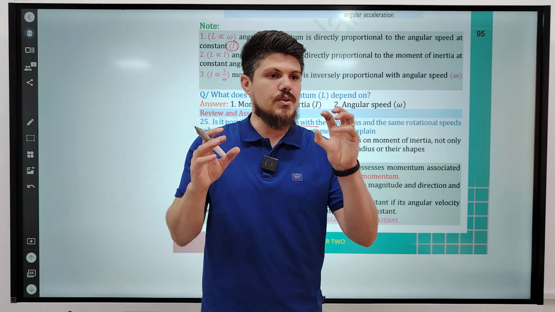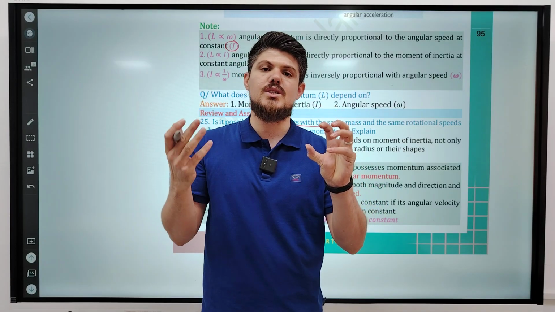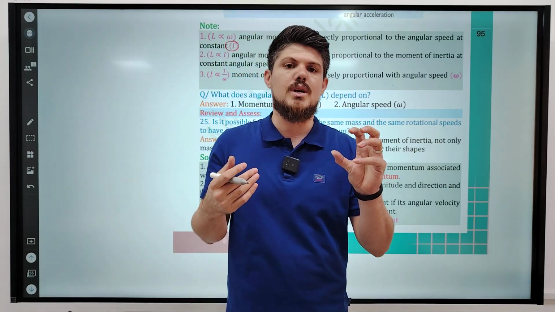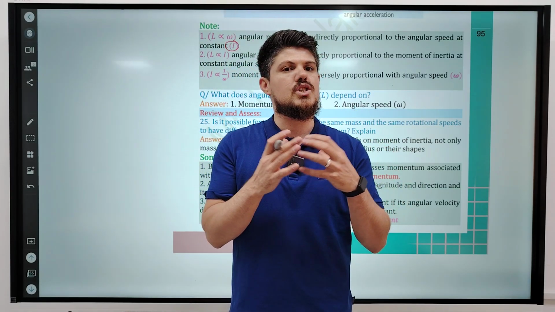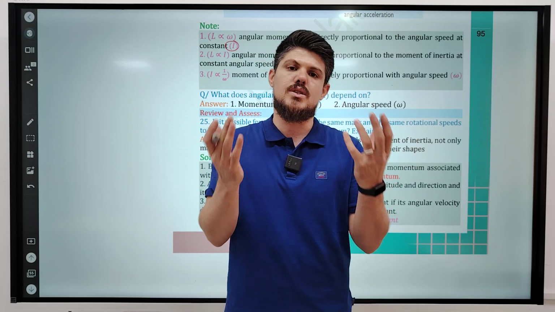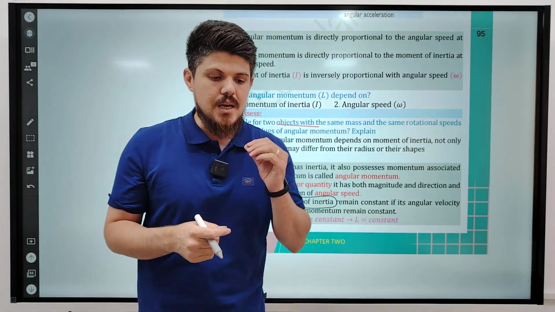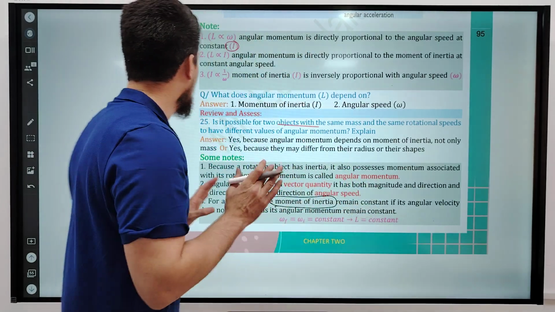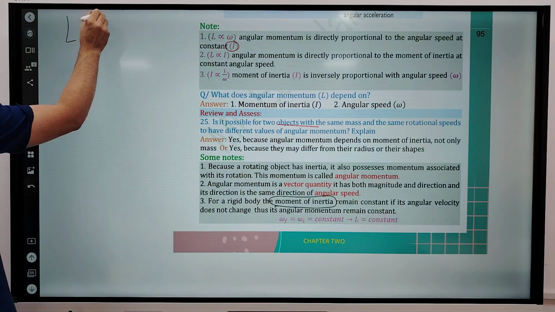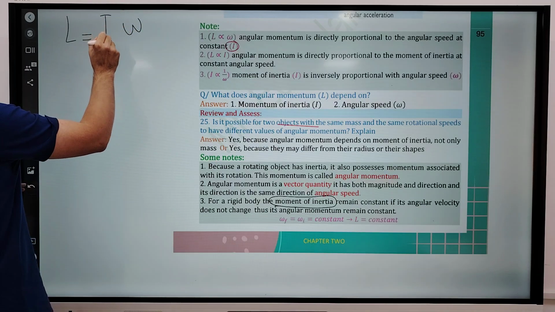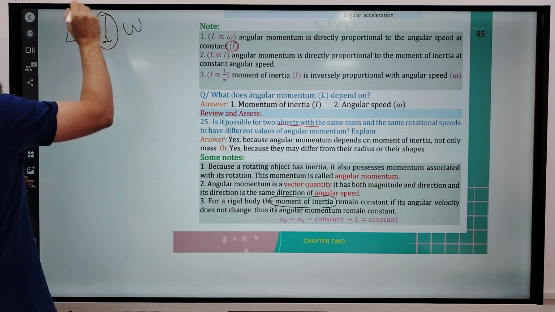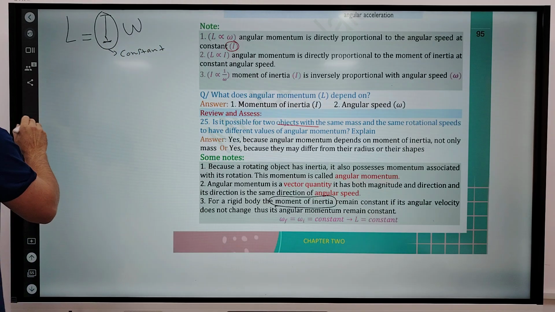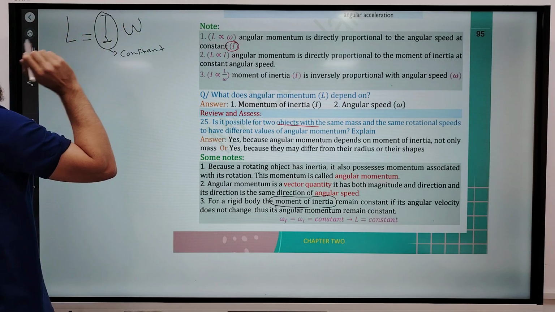When the moment of inertia is constant, such as in a rigid body, such as a ceiling fan or bowling ball or any other object that during rotating its shape doesn't change, its mass doesn't change, its distribution of mass doesn't change, in that case angular momentum is directly proportional to the angular speed. According to this relation, L is equal to I omega. If I is constant, what is the relation between angular speed and angular momentum?